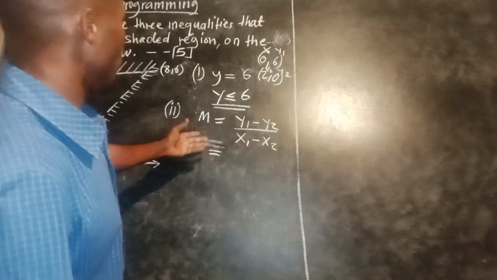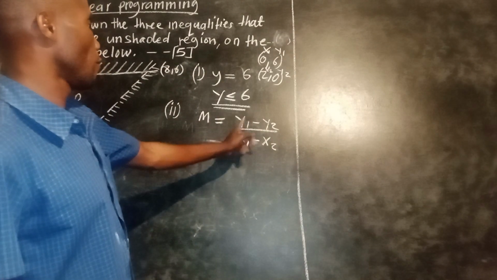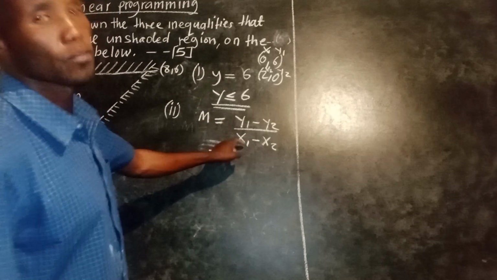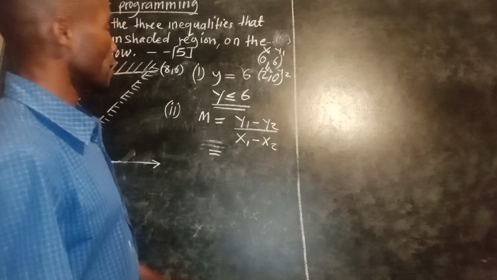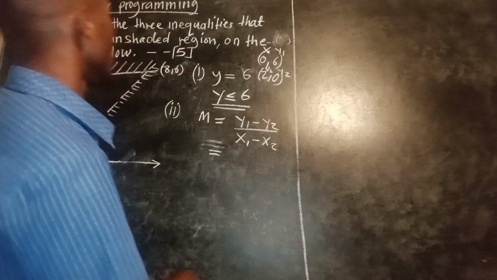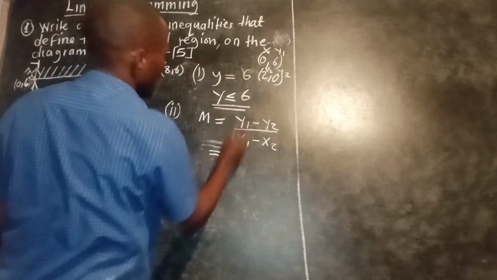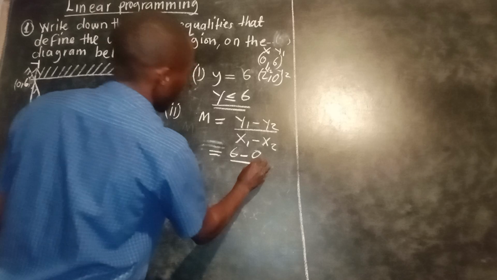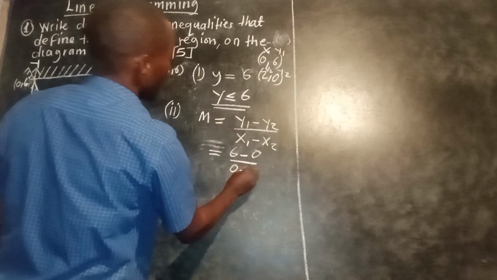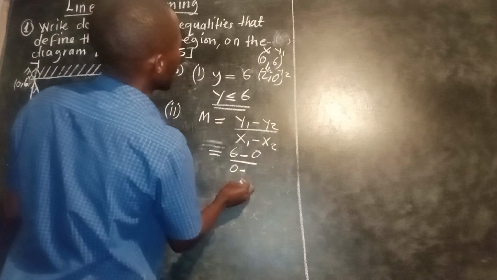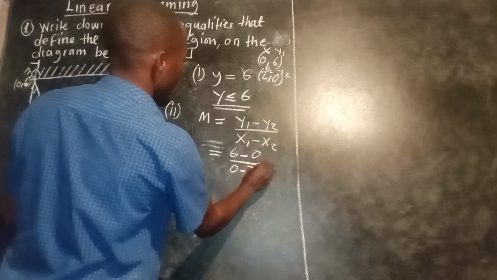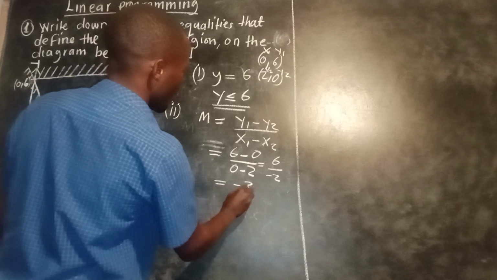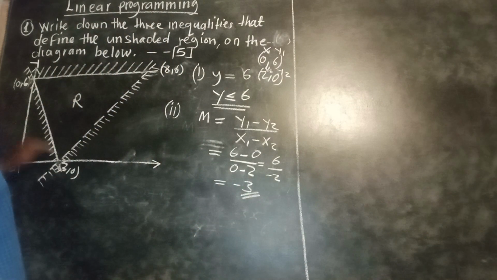When writing the formula for gradient, you can either start with y2 minus y1, then in the denominator we should also start with x2 minus x1. Otherwise, the gradient will still be the same. So y1, which is 6, minus y2, which is 0, over x1, which is 0, minus x2. x2 is 2. So there we are going to have 6 over negative 2. This will give us negative 3. So the gradient of this line is negative 3.